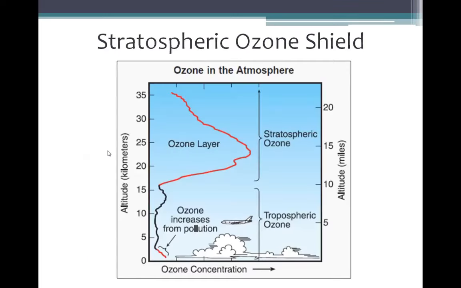So here's the graphic that shows concentration of ozone. So across the bottom we have ozone concentration and then altitude as we rise up in the atmosphere, kilometers on the left and miles on the right. And you see the ozone layer up here, up in the stratosphere, and the concentration that peaks through what we call the ozone layer. Ozone down here in the troposphere is pollution that's caused from exhaust from cars and factories and whatnot, and its interaction with sunlight.